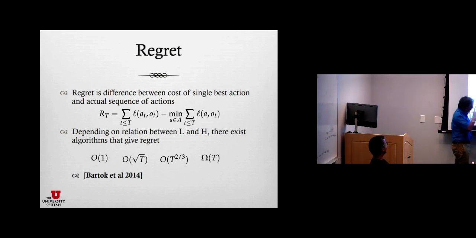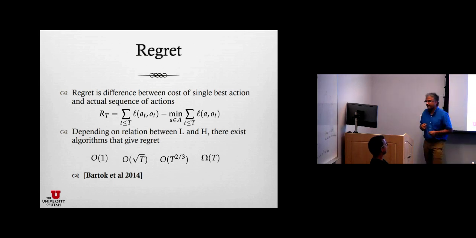Which is nice because now you can categorize your problem. If I can determine which of those four complicated conditions between L and H my problem satisfies, I can invoke the theorem and get a bound of this kind.